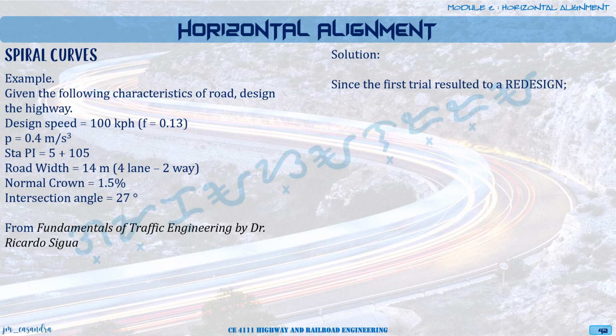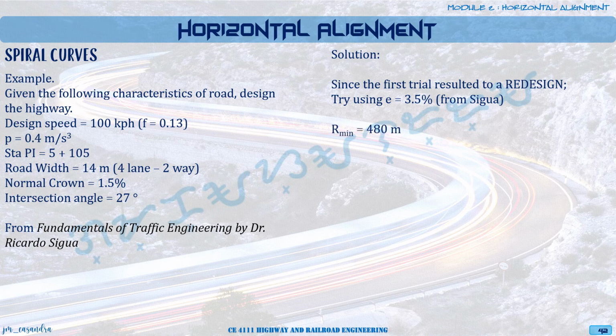So since our first trial, in which we assumed that E is equal to 4%, which resulted in a redesign, we could now try using another value. In the book of Sigwa, he used a value of E equal to 3.5%. At 3.5%, he was able to get the following values.